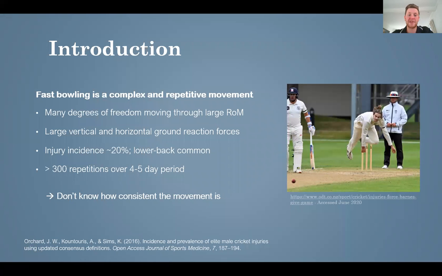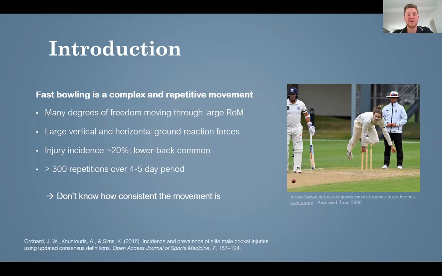So for those of you unfamiliar with fast bowling and cricket, it's a very complex movement. It involves many degrees of freedom moving through a large range of motion. And during this, the body is exerting and experiencing large horizontal and vertical ground reaction forces, which can be over 10 times a bowler's body weight. For this reason, and for a few others, injury rates in fast bowlers are high despite cricket being a non-contact sport. So it's around 1 in 5 elite fast bowlers that become injured every year.